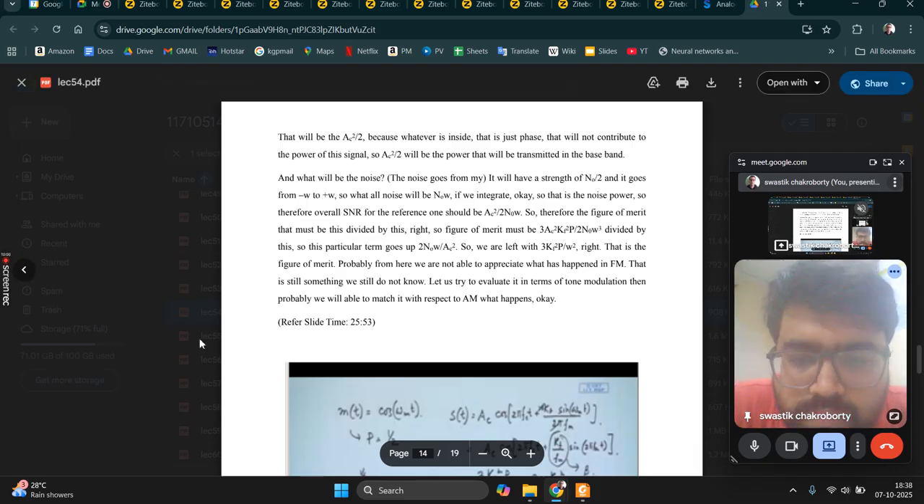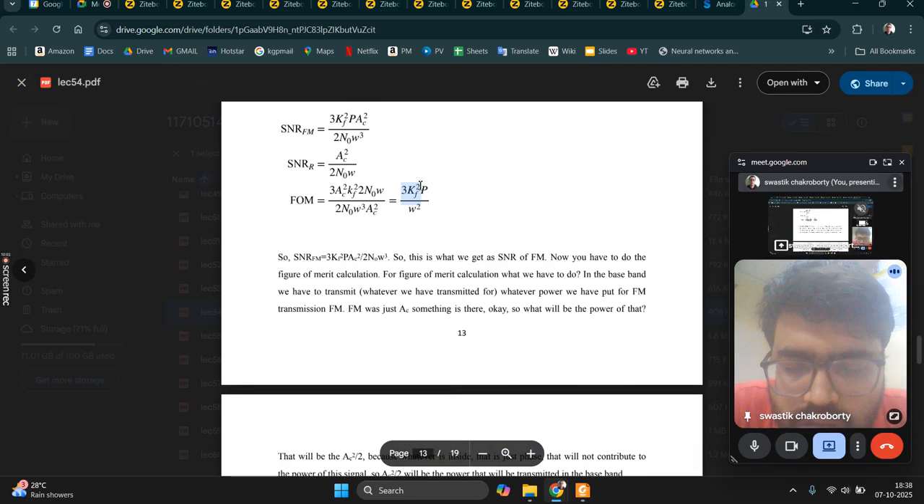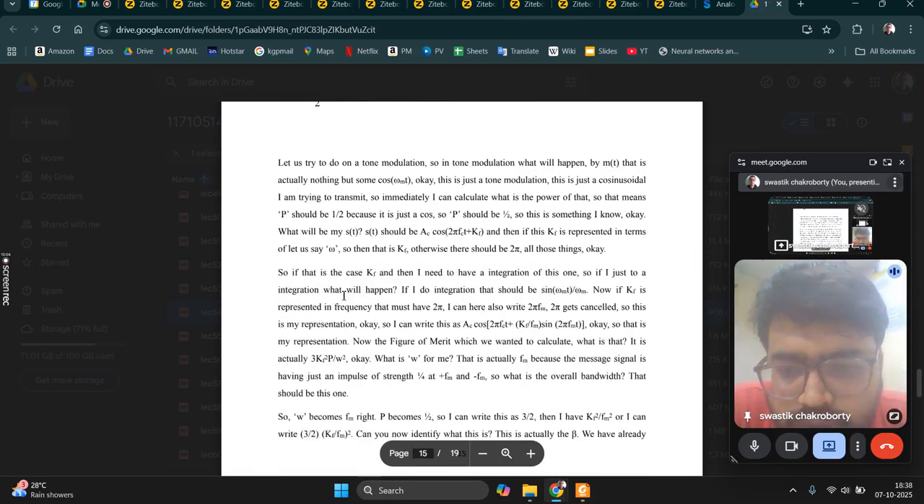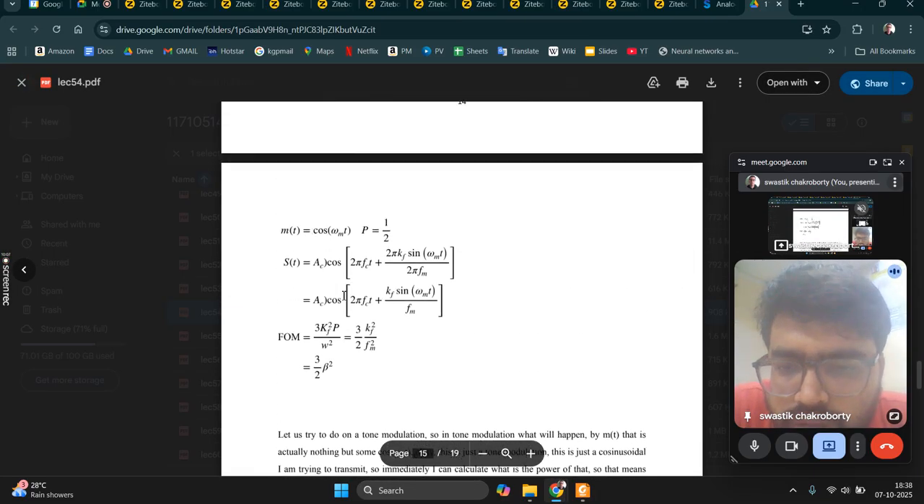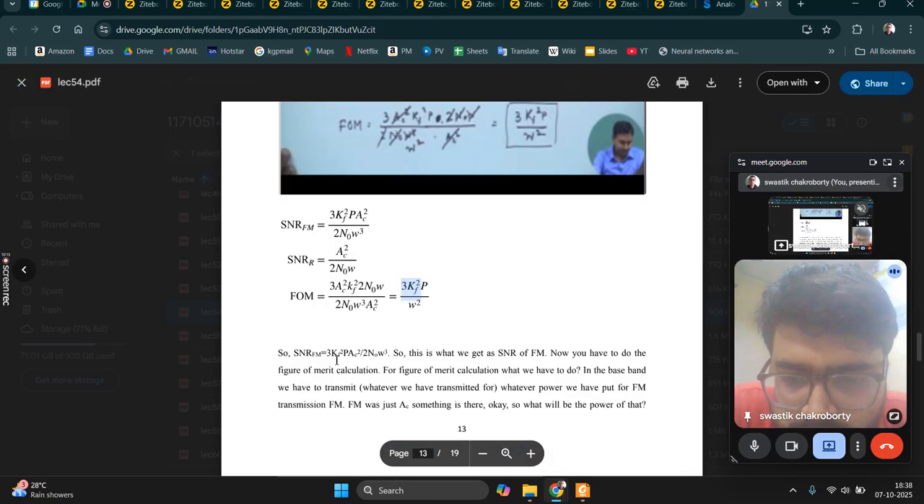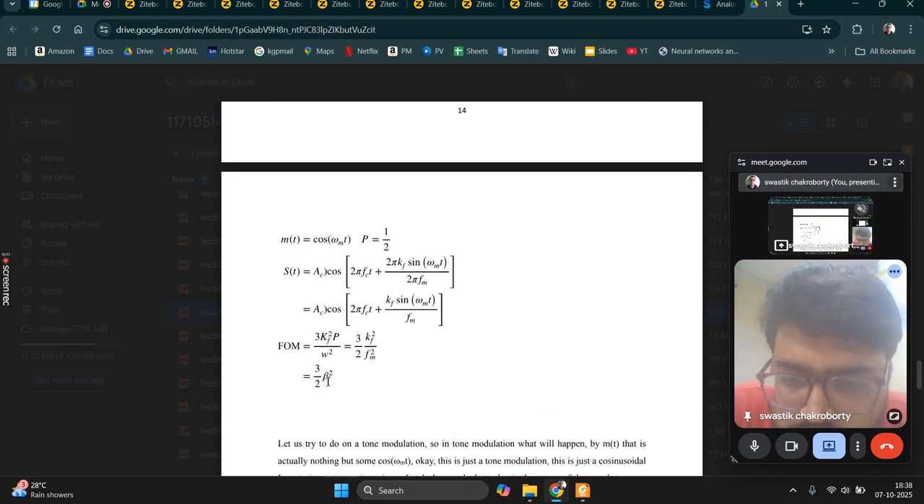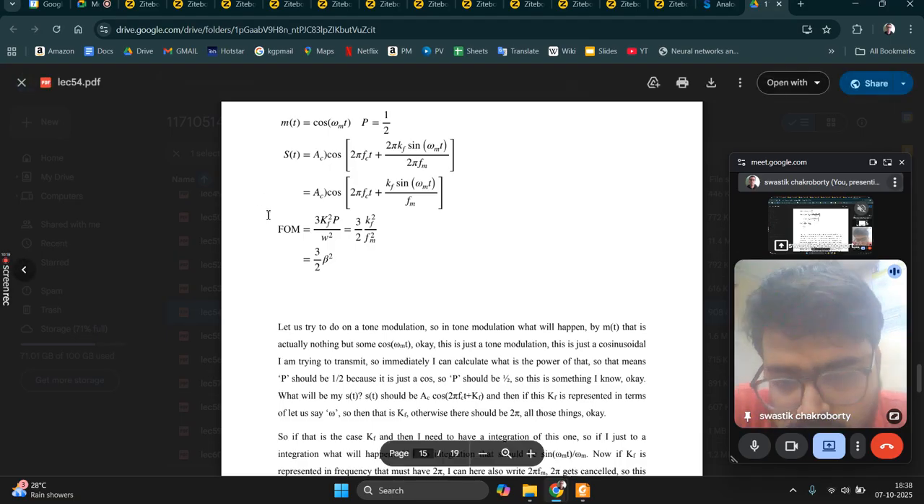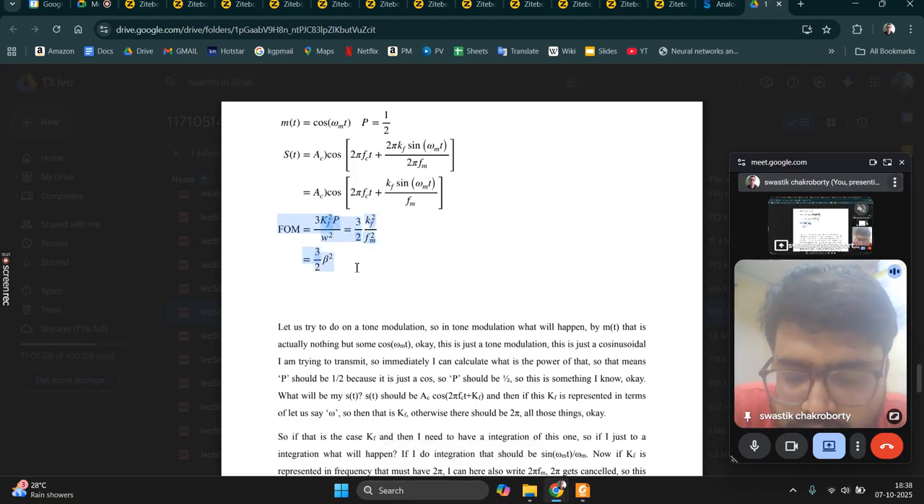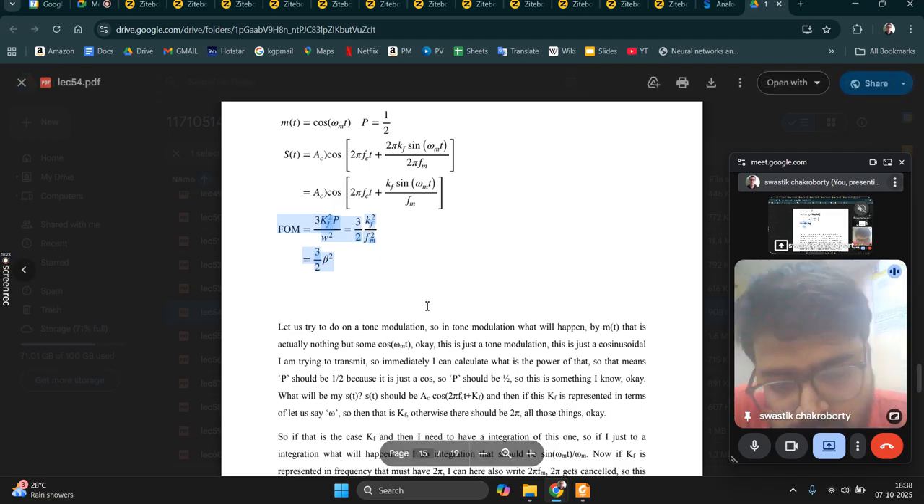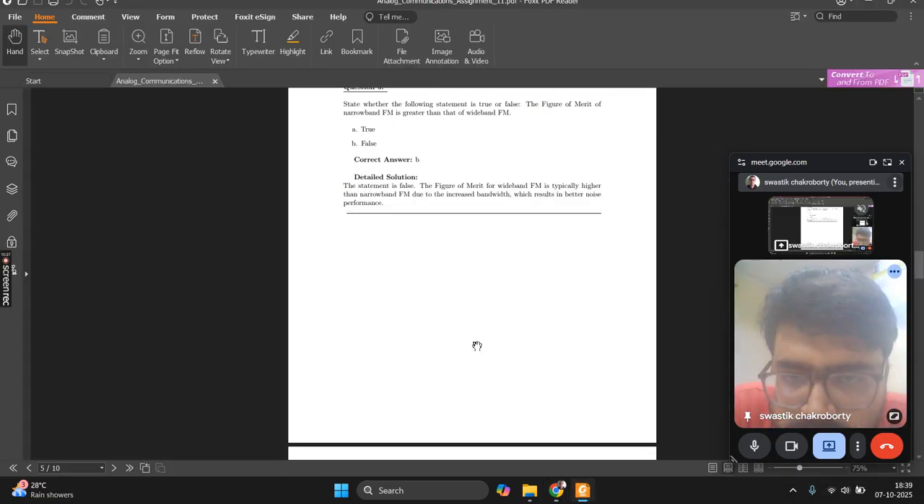Now the figure of merit is 3 kf square P by W square. You can simplify this, where W is the bandwidth, as 3 by 2 beta square. This is what is used mostly, 3 by 2 beta square as the FM figure of merit. Now we will go to the problems.